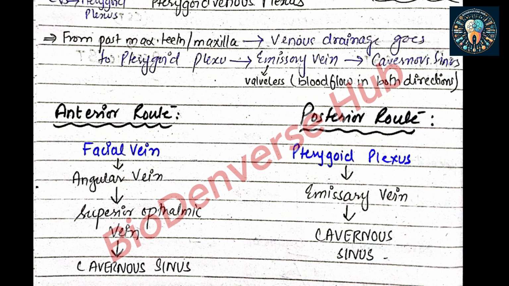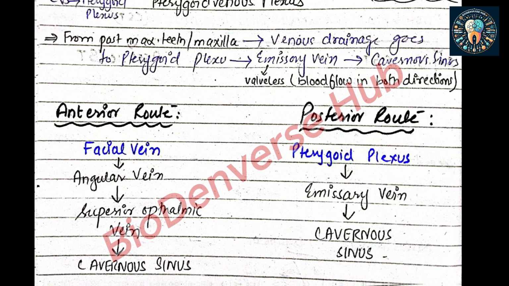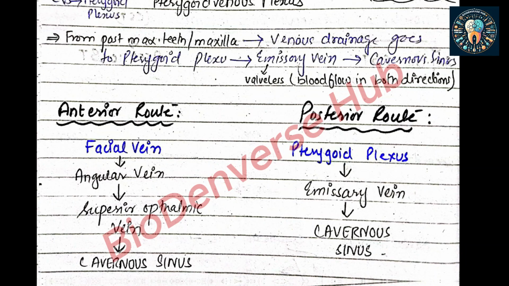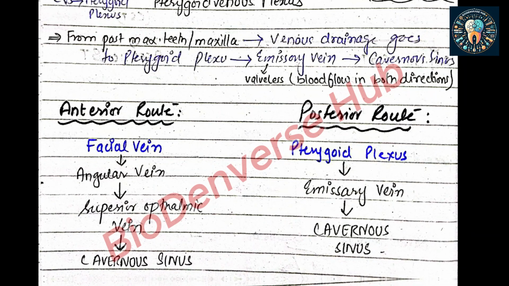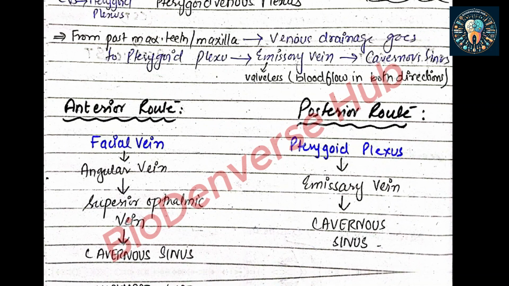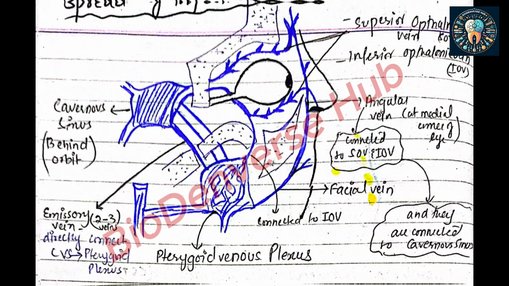So we have two routes. One is the anterior route and the other is the posterior route. The main pathway involves the facial vein in the anterior one and the pterygoid venous plexus in the posterior route. So this diagram will also help you to understand and remember the pathway very well.